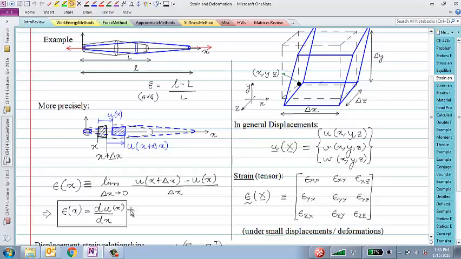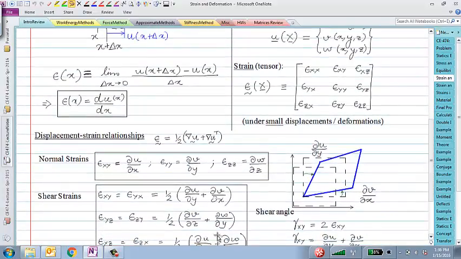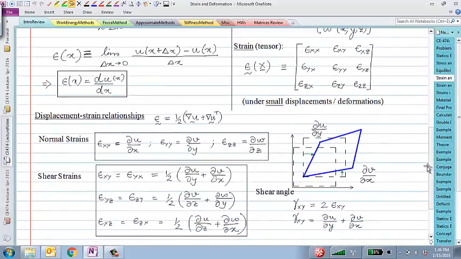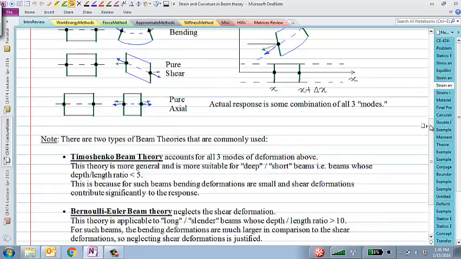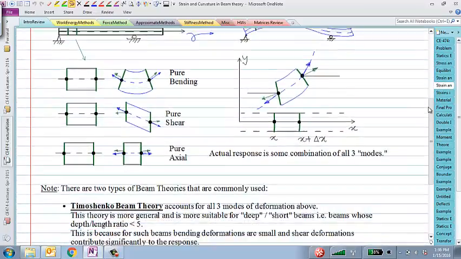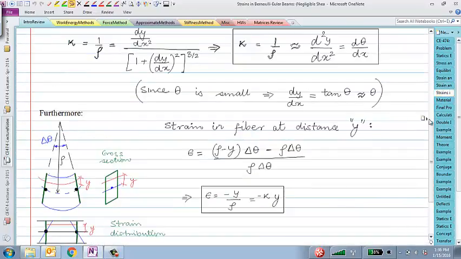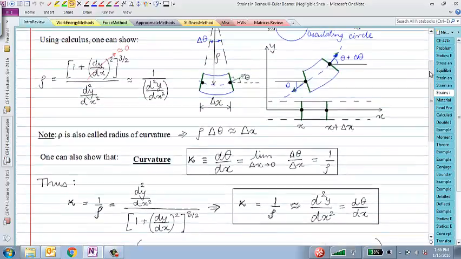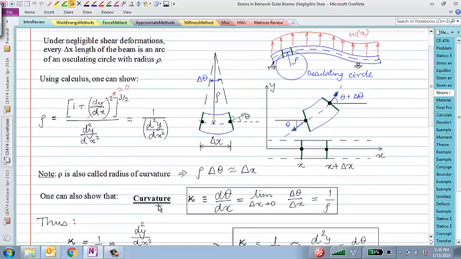If you know the displacement as a function of x all along the length of this bar, then you can write the strain as the derivative of that displacement. That's the better definition. And a similar argument holds in 3D, where the derivatives actually become partial derivatives in three dimensions, but essentially it's the same idea. And I mentioned that for beams, in particular, the most important measure of strain is curvature.